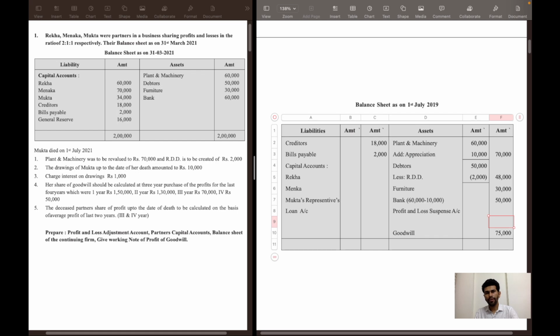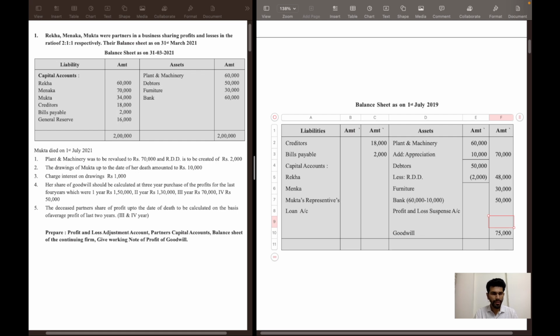In the question, no information related to distribution of goodwill among remaining partners is given. So we have continued goodwill in the balance sheet. So first effect of goodwill, partners capital account credit side, and second effect balance sheet asset side. We have raised goodwill up to the share of deceased partner.